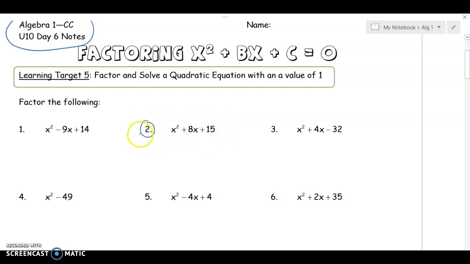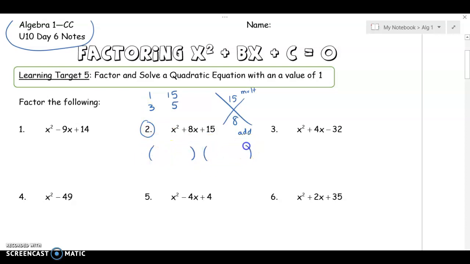So last time we did something like number 2. Remember, you want it to be in descending order, x squared, then x, then the number. And then from there, it's got to multiply to be the last number, 15 in this case, and add to be the middle number, in this case, 8. So you've got to think about all the numbers that multiply to be 15, and the numbers that multiply to be 15 that would add to 8 are 3 and 5.